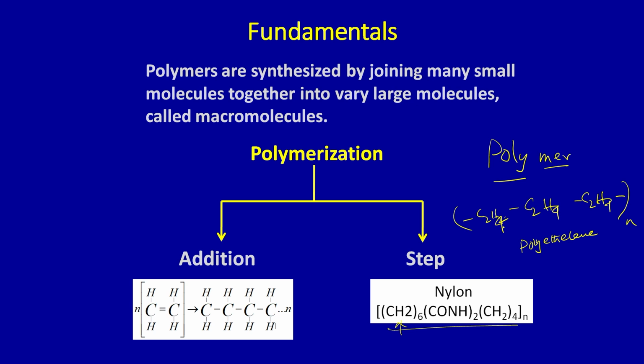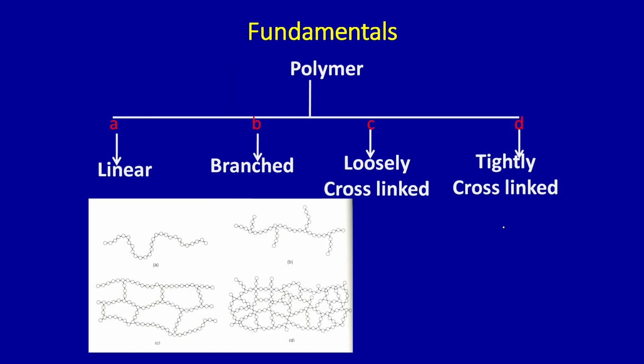Basically nothing but the basic building block of the material, and then they are polymerized to produce this chain. As you can see, N can be anything, it can be 10,000, even 100,000 possible also. Step polymerization is used to produce nylon, which is a very important polymer. Polymers can be linear, branched, loosely cross linked as well as tightly cross linked structures, and the rigidity of the polymer actually comes from the structure.